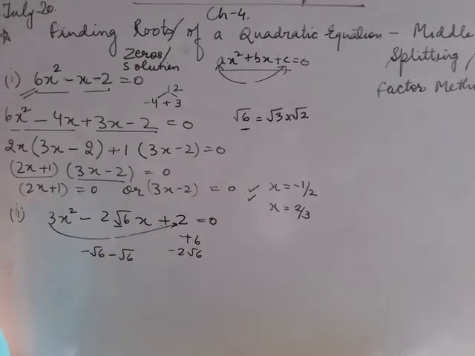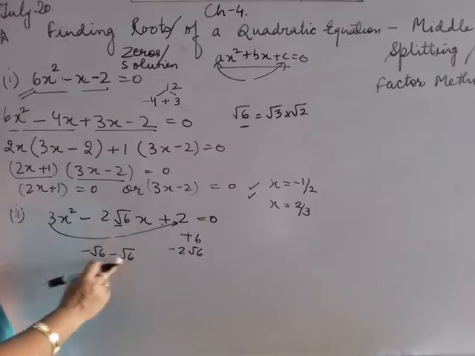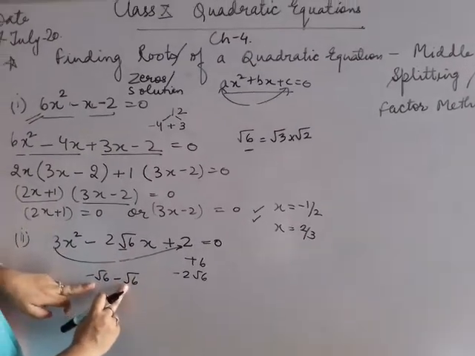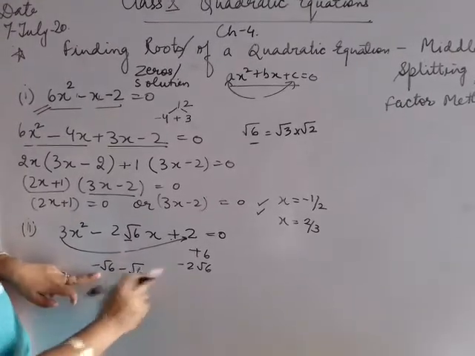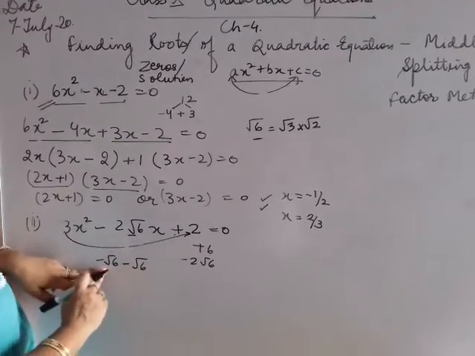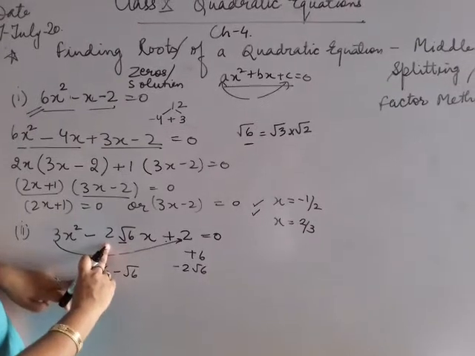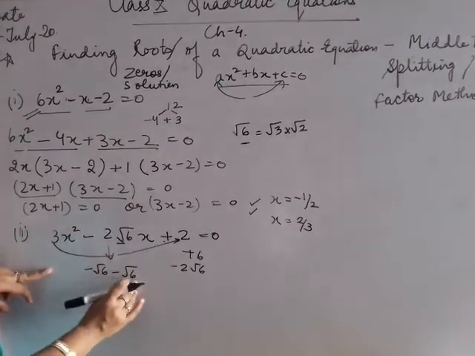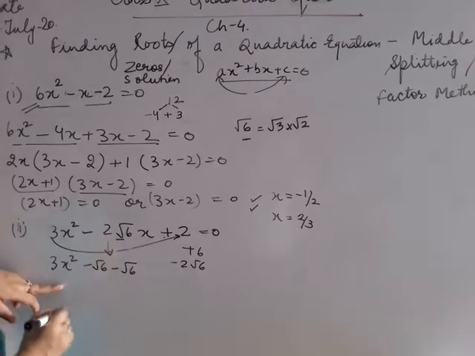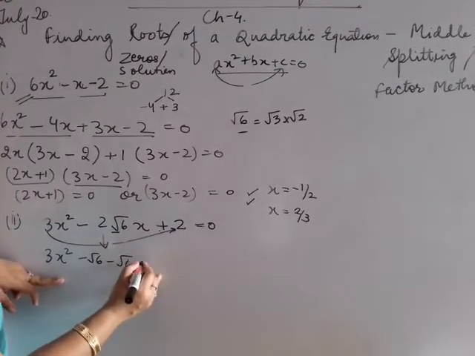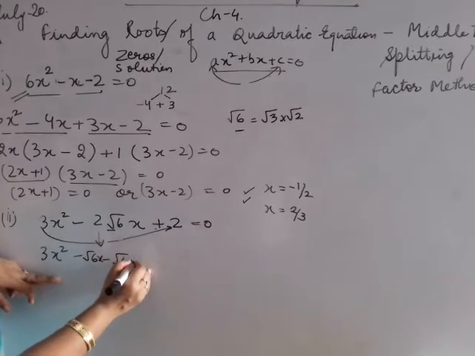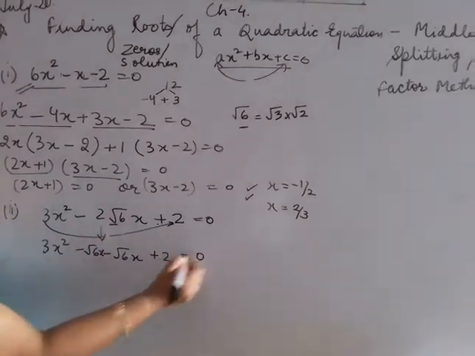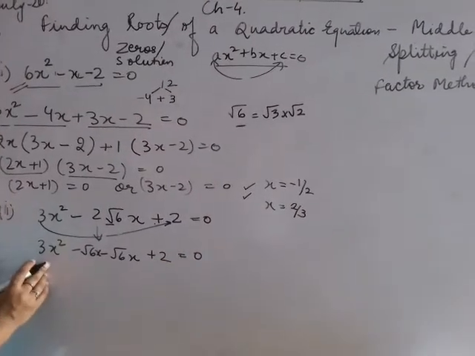Multiplication will give what? Minus root 6 minus root 6: when they are multiplied, they will give plus 6, and their addition will give minus 2 root 6. So this is being reduced to minus root 6 minus root 6. 3x square will be written as it is. Then x is also there with it, plus 2, equal to 0.